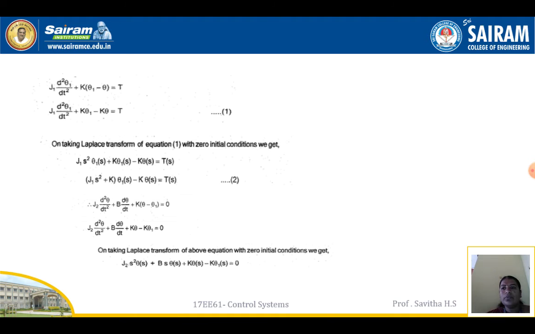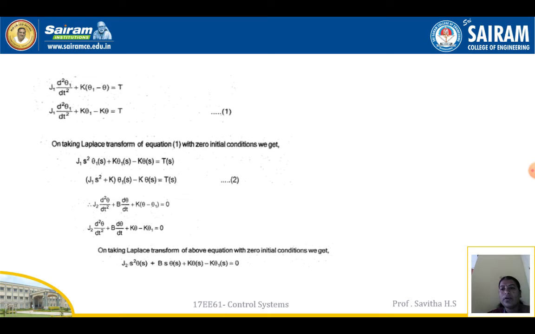So the equation will be J1 d squared theta 1 by dt squared plus K into (theta 1 minus theta) is equal to T. So J1 d squared theta 1 by dt squared plus K into theta 1 minus K into theta is equal to T. We can call it equation 1. On taking the Laplace transform of equation 1, J1 s squared theta 1 of s plus K into theta 1 of s minus K into theta of s is equal to T of s.